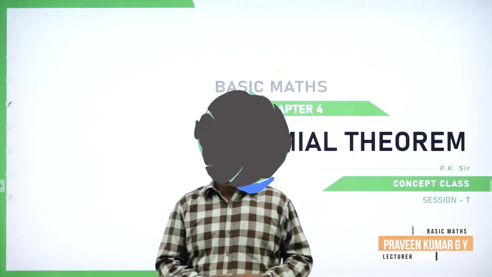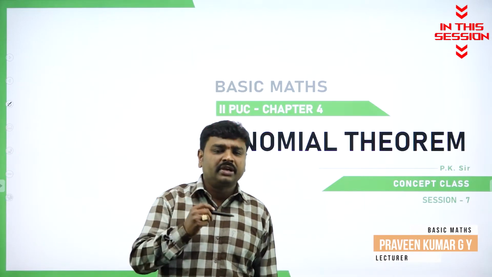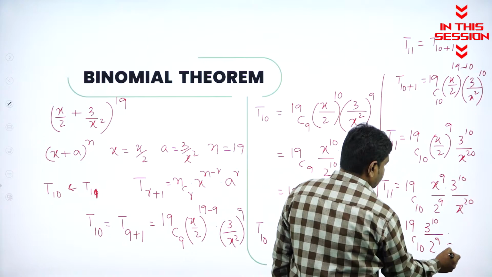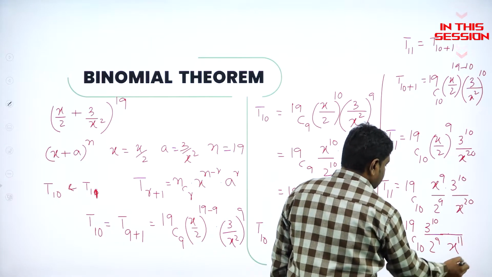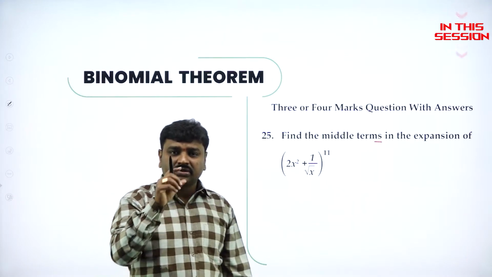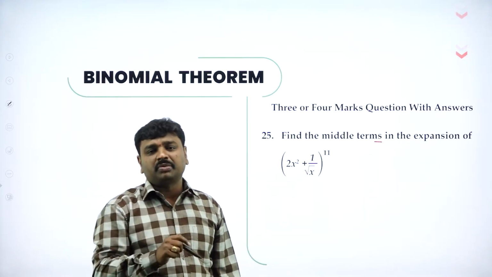Today we'll go ahead with some more important problems of binomial theorem. Transfer this, so it will become x power 20 minus 9. 20 minus 9 gives you 11. This is the answer. So in my last class, I took the problems where the power is even number.